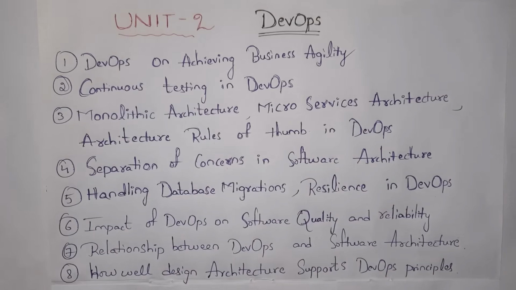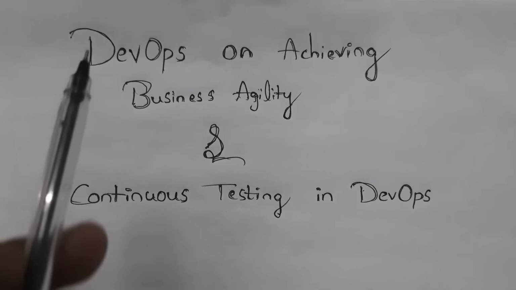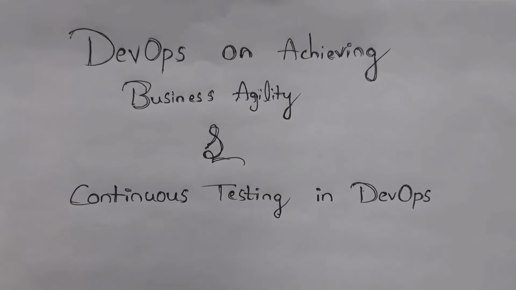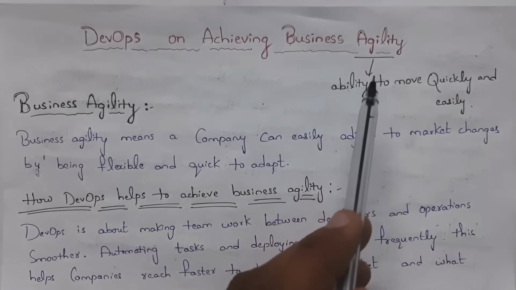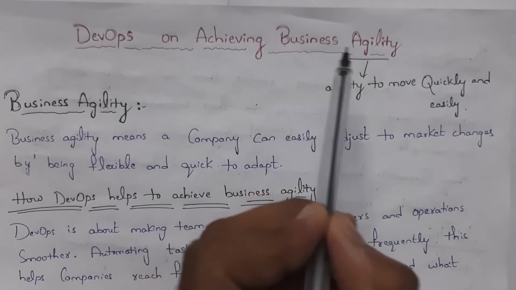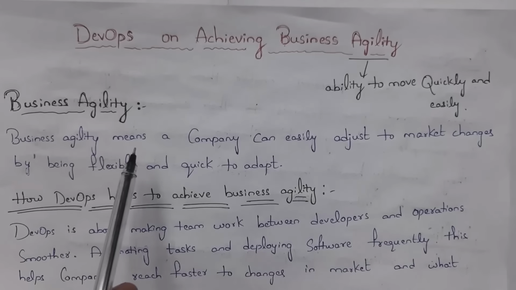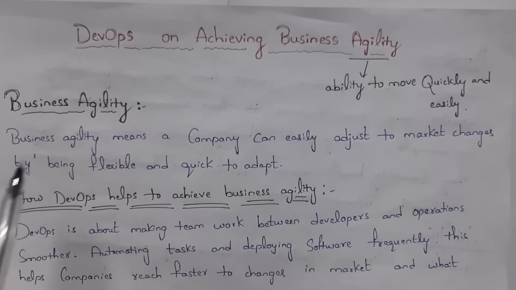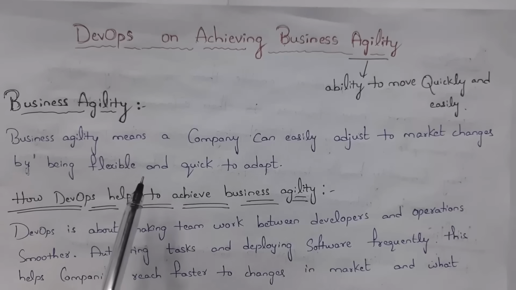Let's get started. At first I will explain impact of DevOps on achieving business agility. Guys, meaning of agility is ability to move quickly and easily. And whereas business agility means a company can easily adjust to market changes by being flexible and quick to adapt.